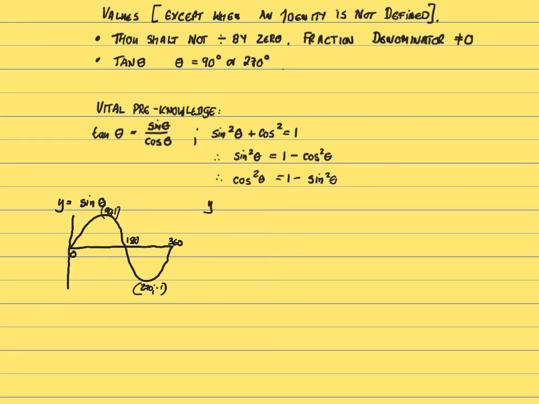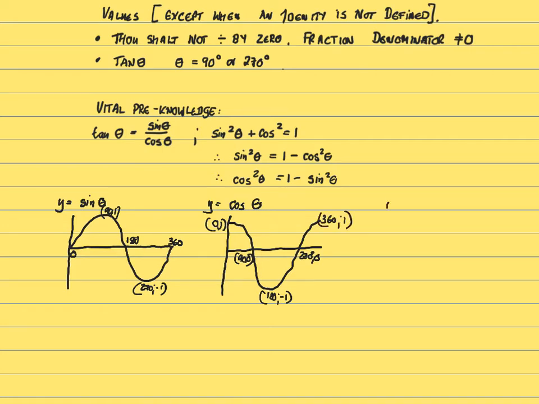Y is equal to the cos of theta. Again, just a very simple little graph, and I'll explain to you just now why they're important to know. Here we've got 0 and 1. Here we've got 90 and 0. Here we've got 180 and minus 1. Here we've got 270 and 0. And over here we've got 360 and 1.